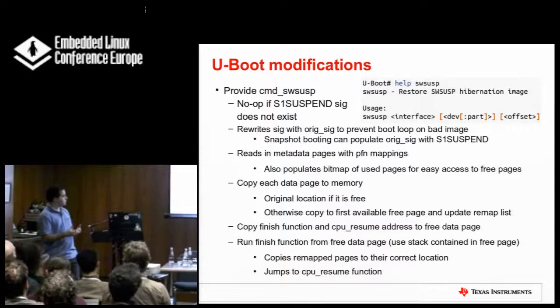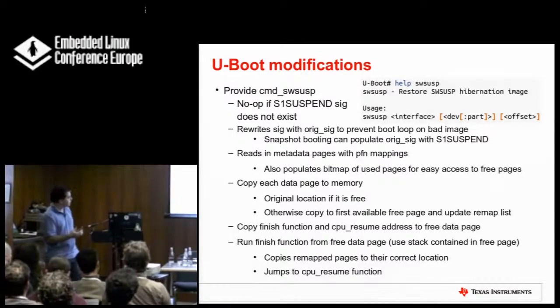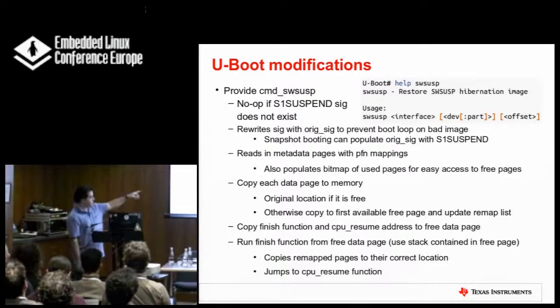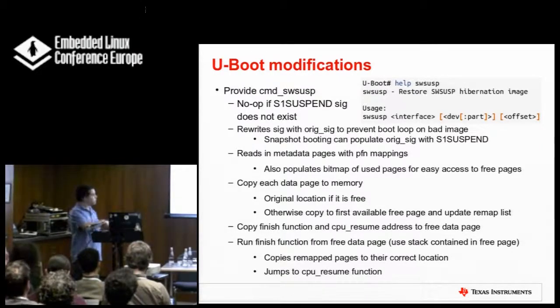So the basic functionality is to read in all the page frame mappings. And we have a bitmap that says which pages in memory are used and which pages aren't used. So when we're copying pages, first we know if we can copy a page there. And second, we know if we can't, where there's a free page we can put it in.